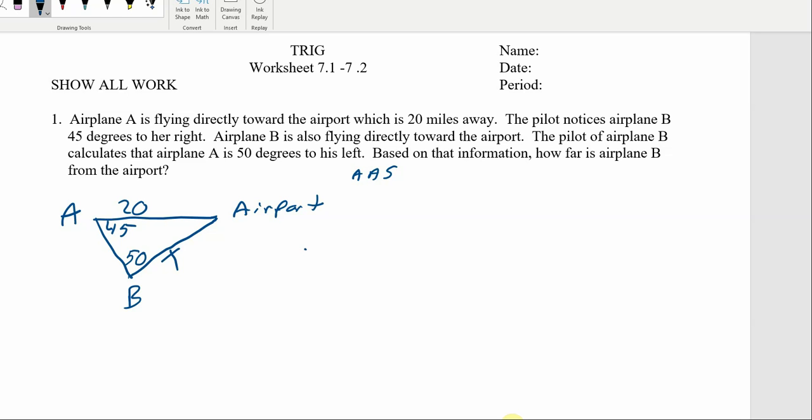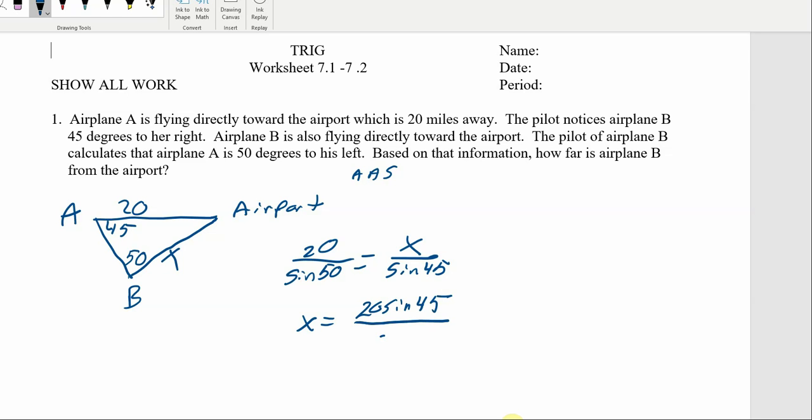So I can take any side to the sine of the angle opposite, and that is equal to any other side to the sine of the angle opposite that side. So 20 is to the sine of 50 as x is to the sine of 45. Solving for x, we're just going to multiply both sides by the sine of 45. And again, remember, make sure your calculator is in degree mode if you had it in radian mode for anything else. And that's about 18.5 miles.